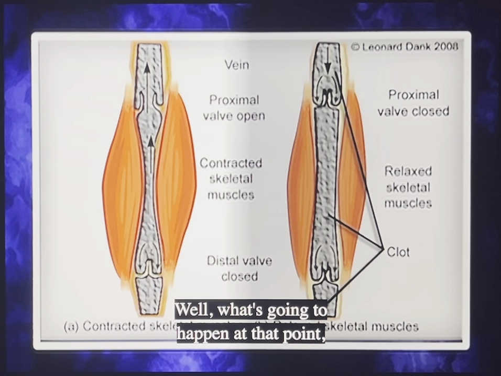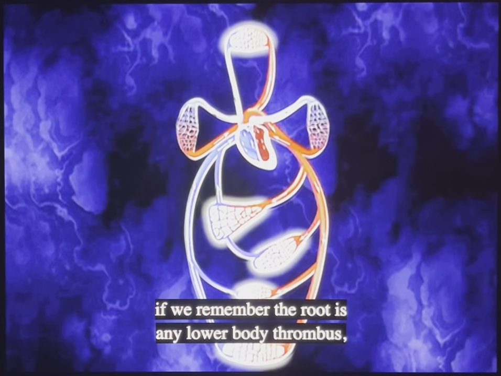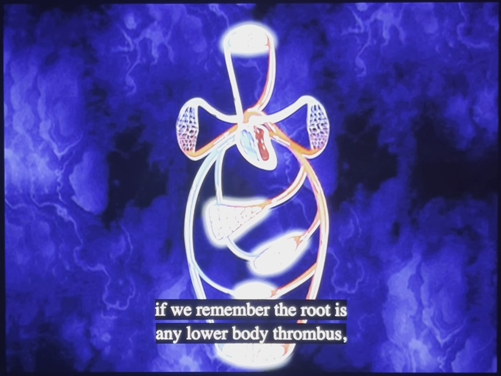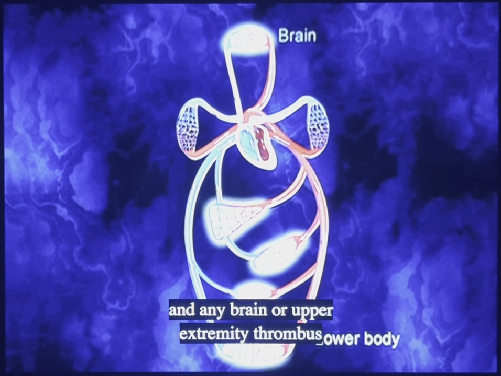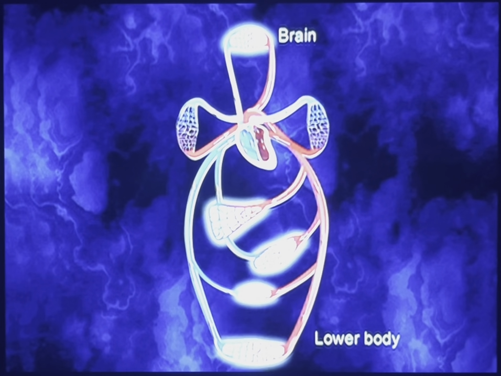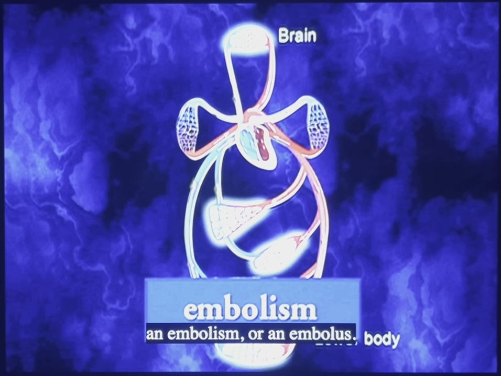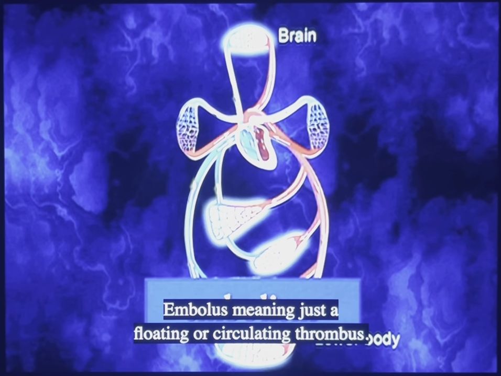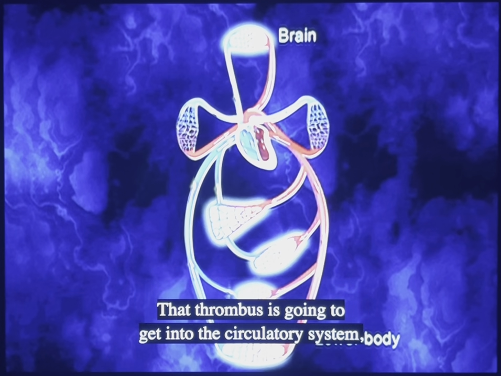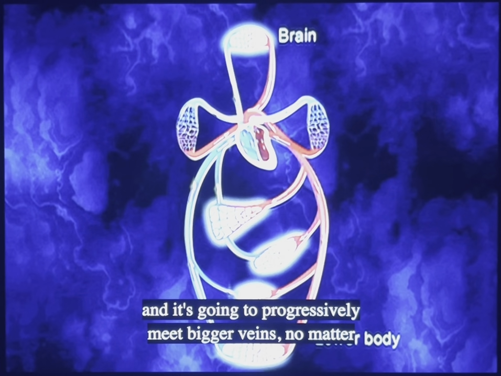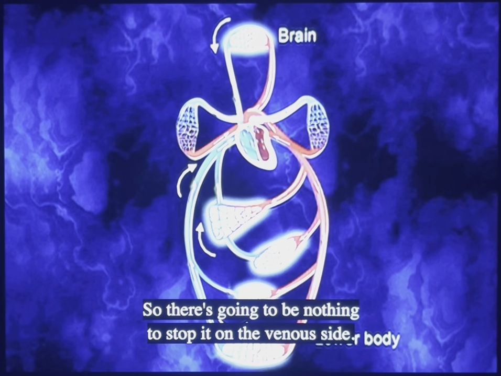Well, what's going to happen at that point, if we remember the root, is any lower body thrombus and any brain or upper extremity thrombus is going to get into the circulatory system. Now that it's floating, it's called an embolism or an embolus. Embolus meaning just a floating or circulating thrombus. That thrombus is going to progressively meet bigger veins, no matter which direction it's coming from. So there's going to be nothing to stop it on the venous side.